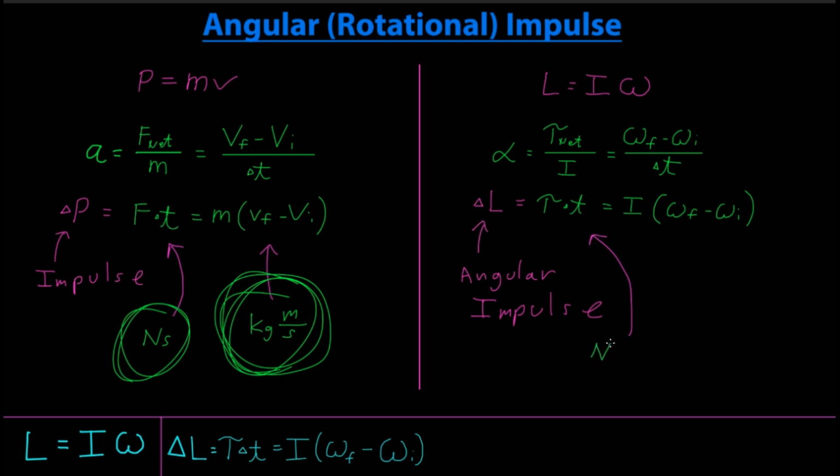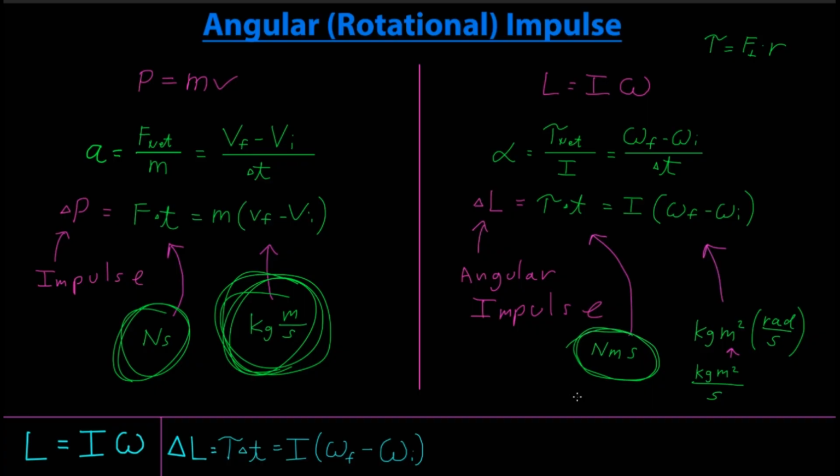Over here, torque is force times radius. Since torque is force perpendicular times radius, that means our units are newton meters seconds. On the right, moment of inertia is kilograms meters squared. Angular velocity is radians per second. And since radians are basically a fake unit, it's usually written like this. So units for angular impulse can be newton meters seconds or kilograms meters squared per second, which is the unit for angular momentum.